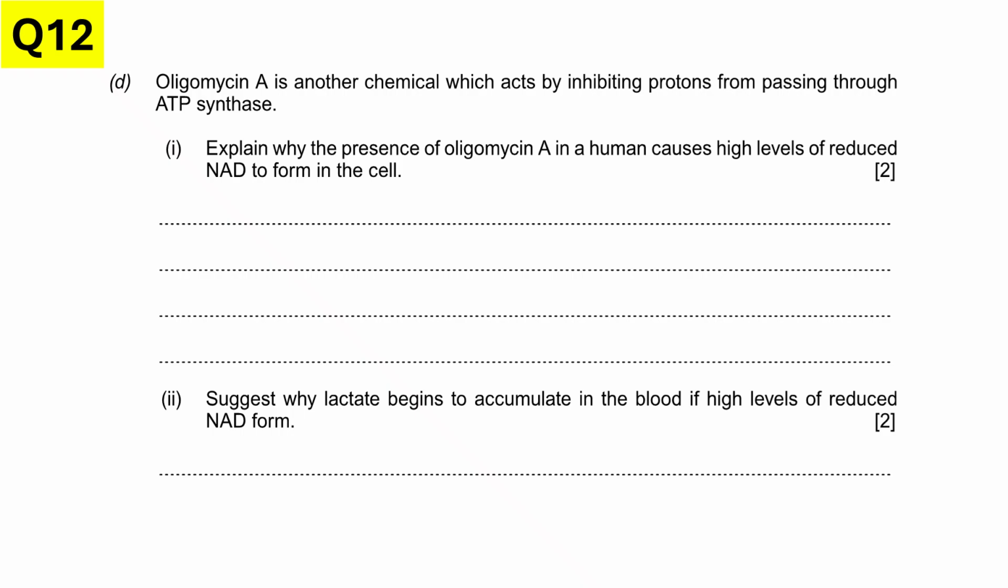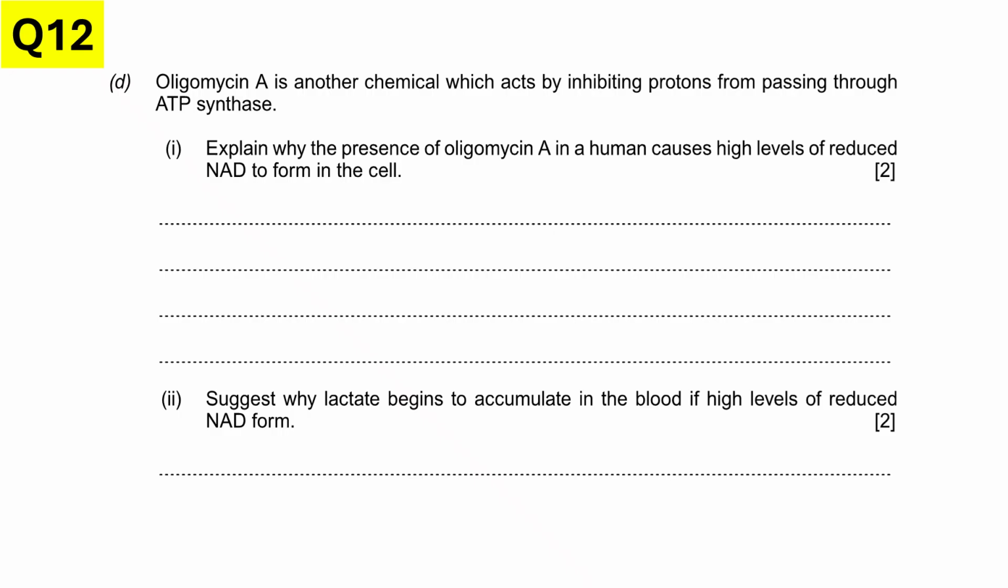So the next part of this question is another AO2 application question, and it says oligomycin A is another type of chemical which this time acts by inhibiting protons from passing through ATP synthase. So we all know that protons normally go from a higher concentration through the stalk particle and therefore through ATP synthase to a lower concentration. So they go out of the intermembrane space through the ATP synthase and back into the mitochondrial matrix. The question says, explain why the presence of this chemical in a human causes high levels of reduced NAD to form in the cell.